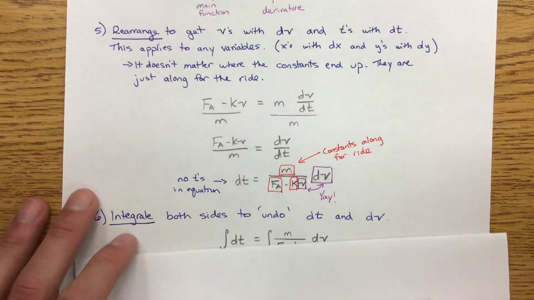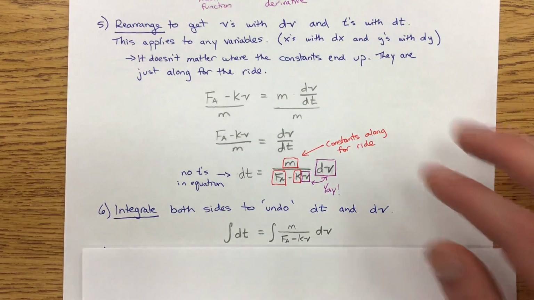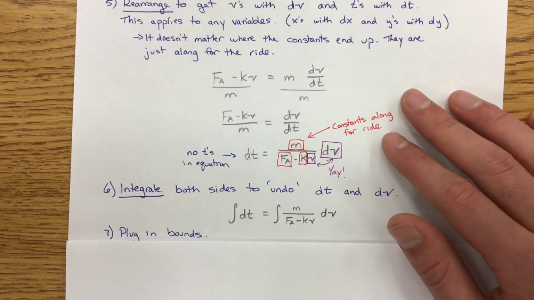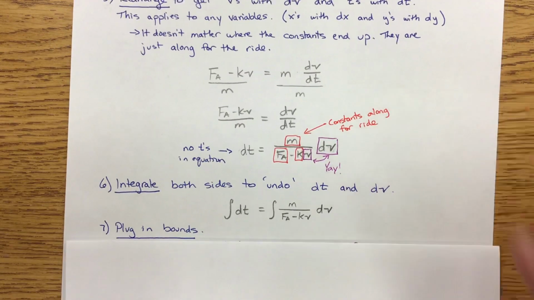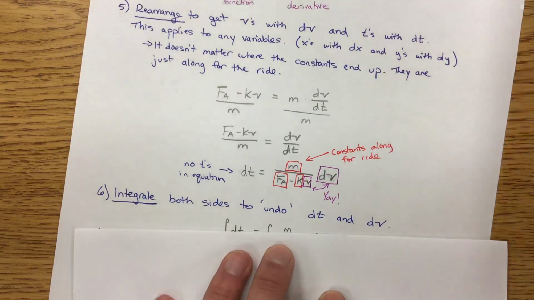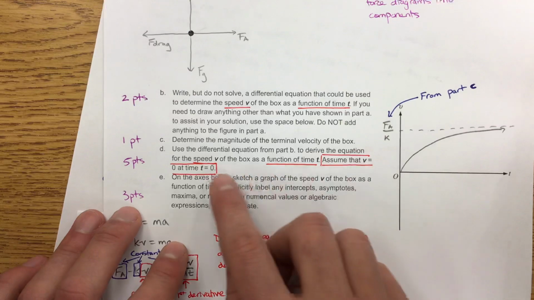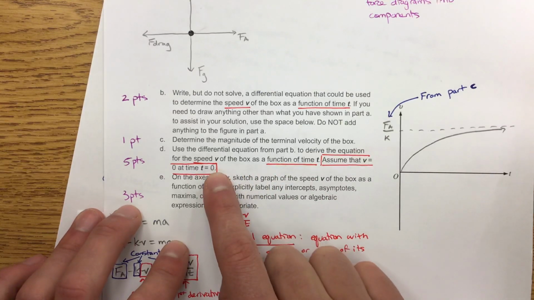All right? So we haven't really even done any calculus yet. We're just simply setting up this problem. The next step is to plug in our bounds. And this is just a hard step, I think. All right? This is where we really need to pay attention to a statement within the problem that says, assume that v equals 0 at time equals 0.